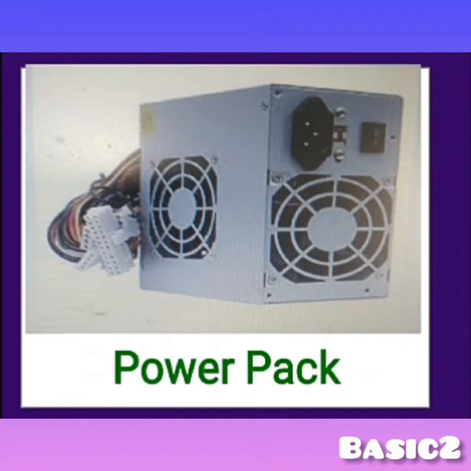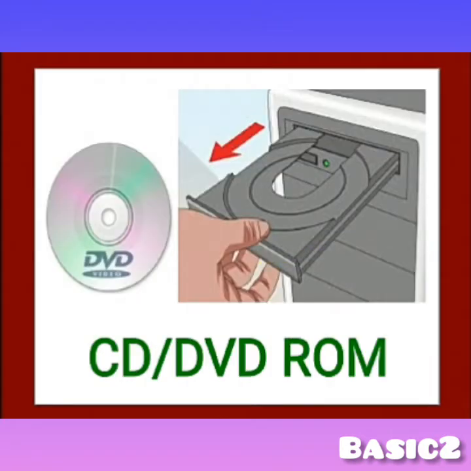Next is power pack. Power pack helps to supply electric current to all other parts. Without this, the system unit will not work because these parts of the system unit help to supply electric current to all other parts. Let's see the next, which is CD or DVD ROM.